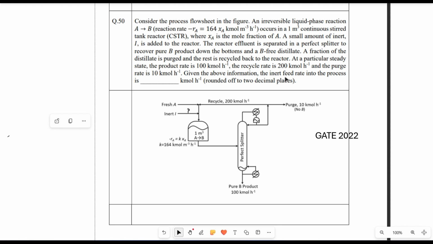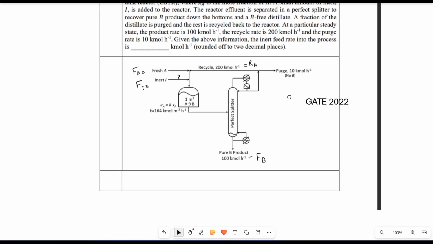At a particular steady state, the recycle rate is 200 and the product rate is 100. The purge rate is 10. With this information, we need to find the inert feed rate into the process. So let the inert feed flow rate be F I naught, and the fresh feed be F A naught. Suppose this is RA, and this is the bottom product FB, whose value is already given. This is the purge.